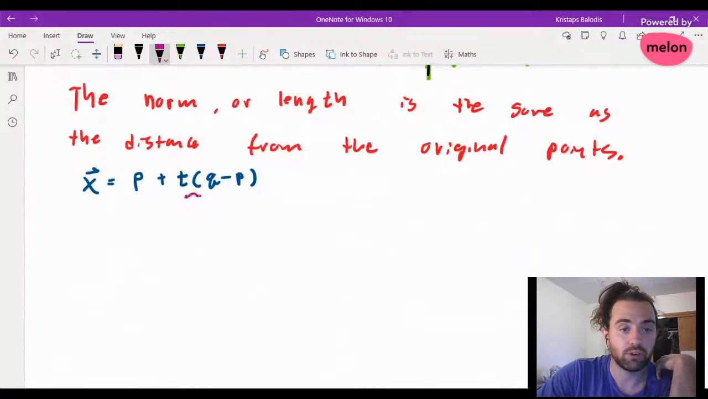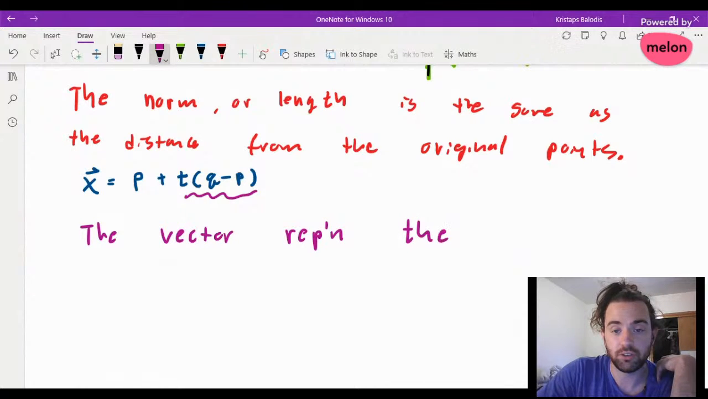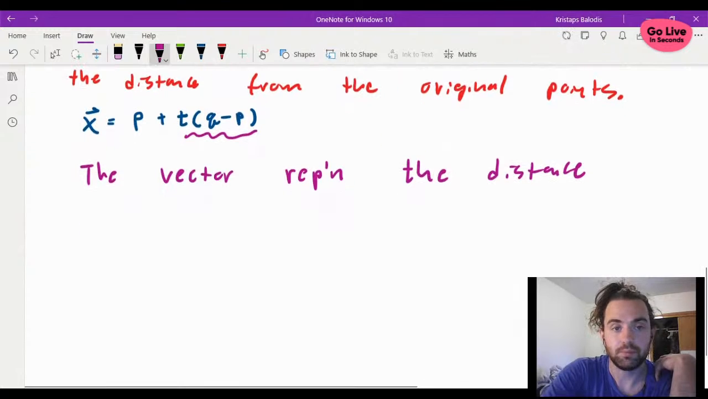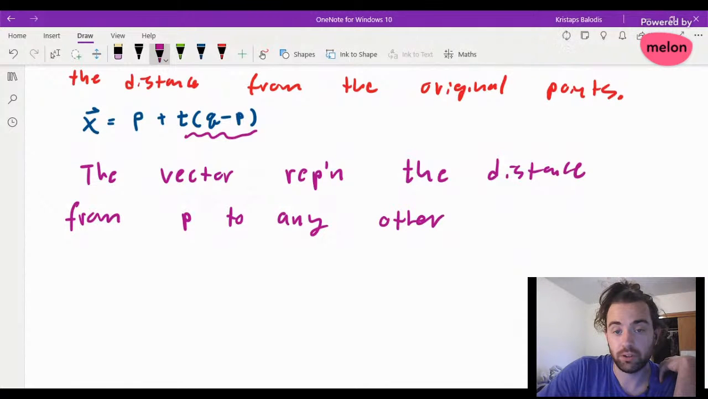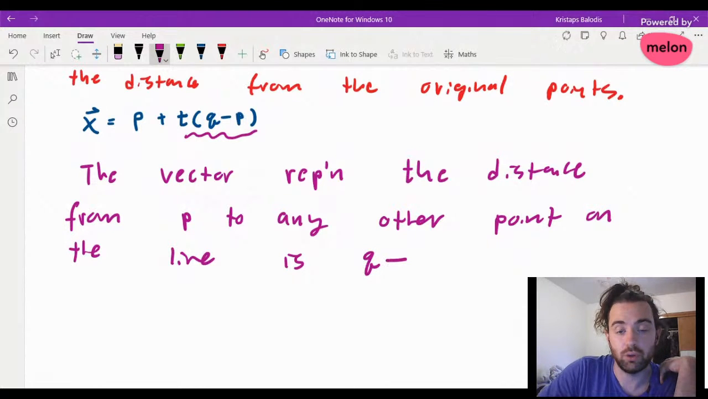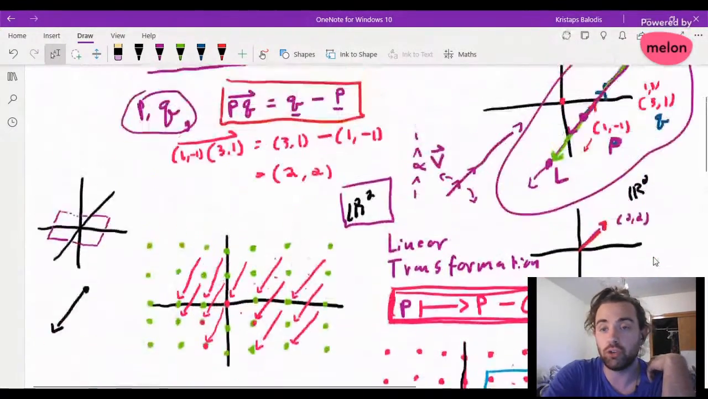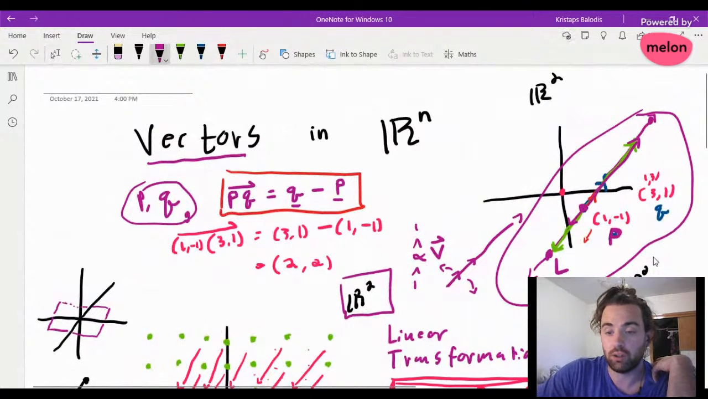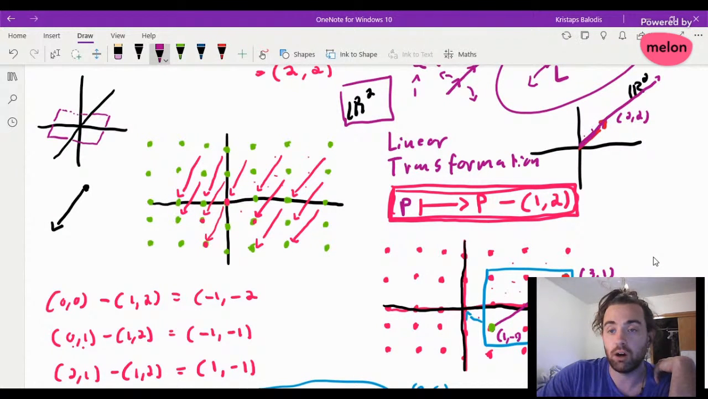So we've realized the vector representing the distance from P to any other point on the line, Q minus P, is just going to be some scalar multiple of these points. And it's going to be any scalar multiple. We could choose any real number, and in the vector version, multiplying by any real number is just either going to stretch this line or shrink this line.